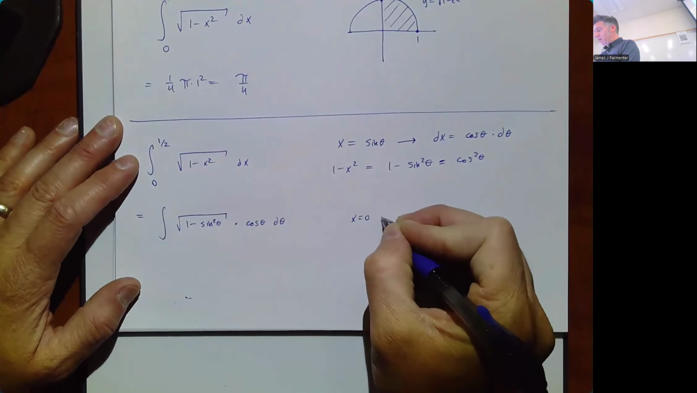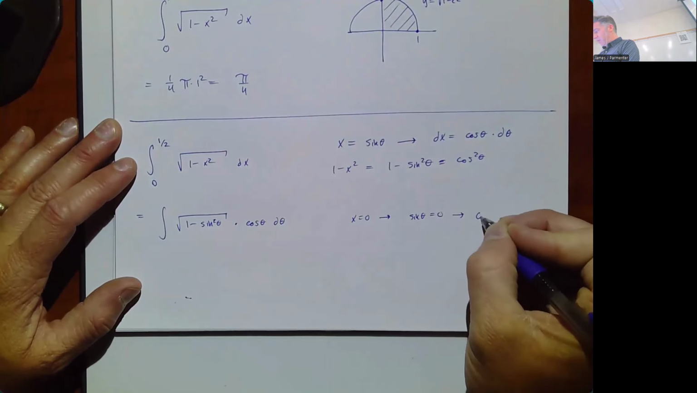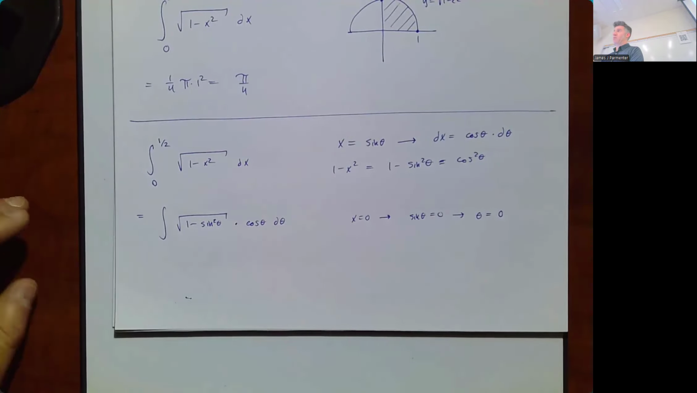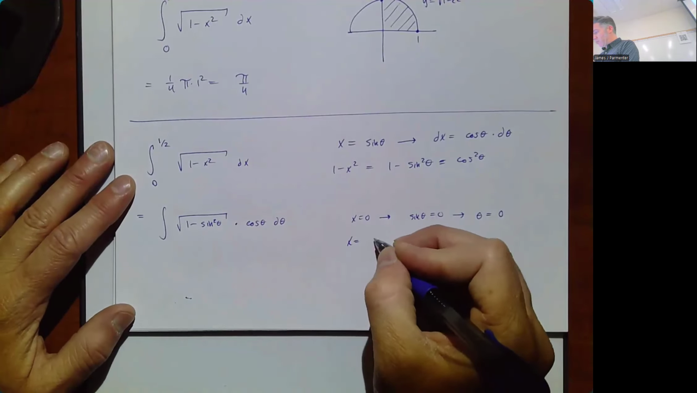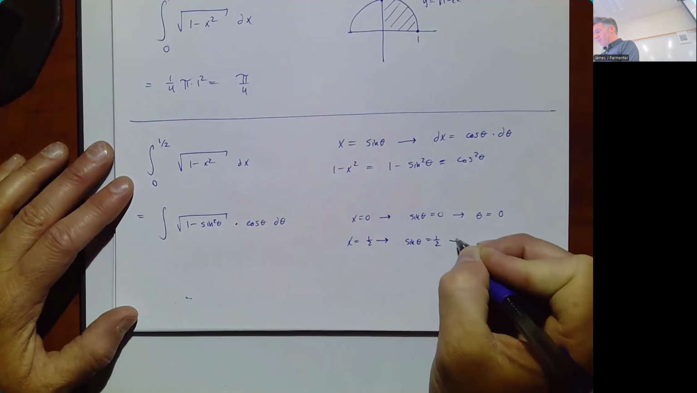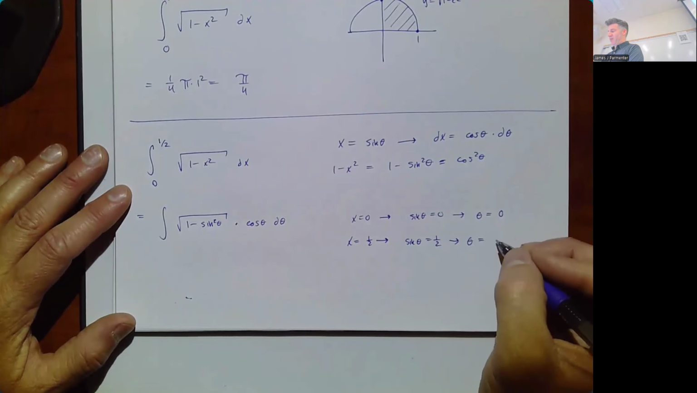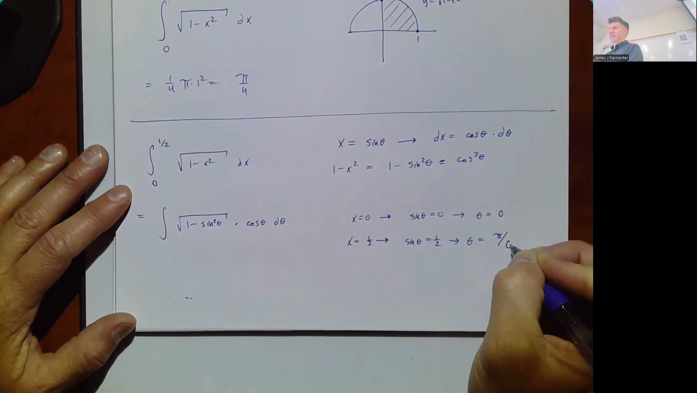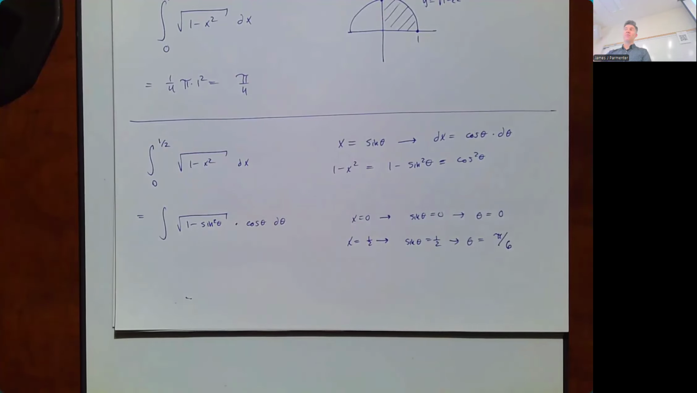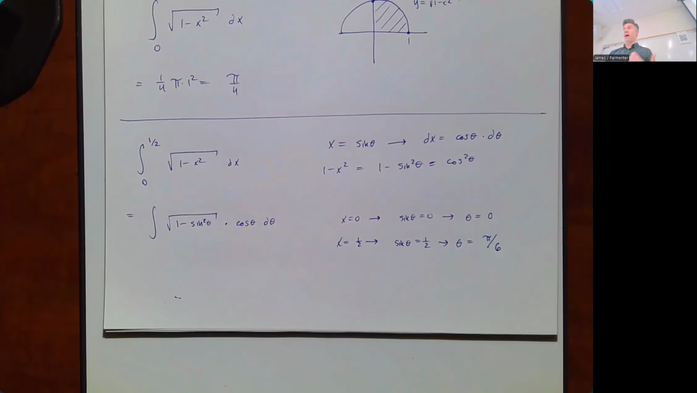So if x equals 0, that means sine of theta equals 0, which means the angle theta is 0, because sine of 0 is 0. And if x equals 1/2, that means sine of theta equals 1/2, which means theta equals pi over 6. Sine of pi over 4 is root 2 over 2. Sine of pi over 6 is 1/2. Sine of pi over 3 is root 3 over 2. So there is some trig evaluation knowledge we have to have here.